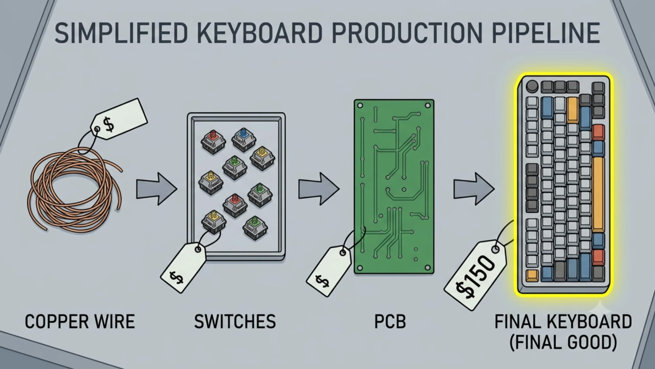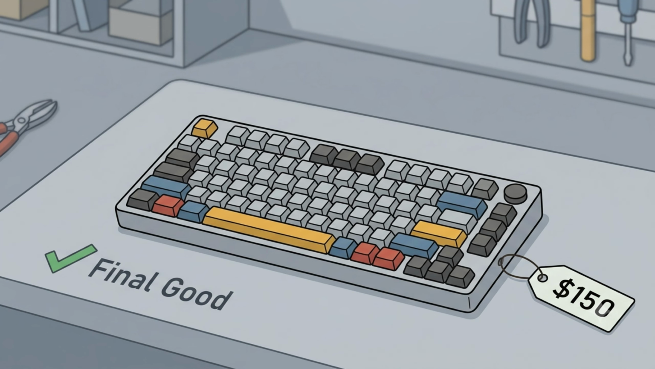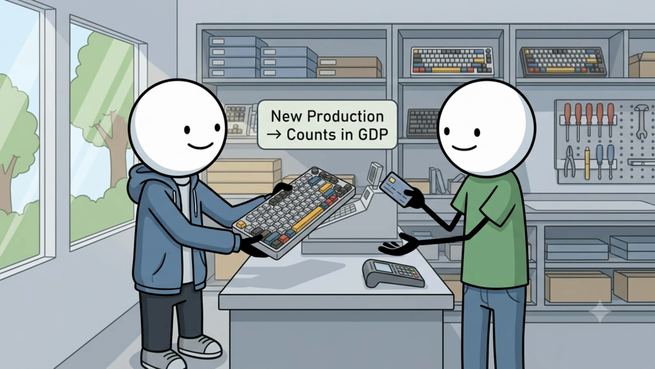Third, produced. GDP only includes goods currently produced. When John sells a brand new keyboard, it adds to GDP. But if a customer later sells that same keyboard on a used goods website, that second sale doesn't count. Nothing new was created. The keyboard just changed hands.